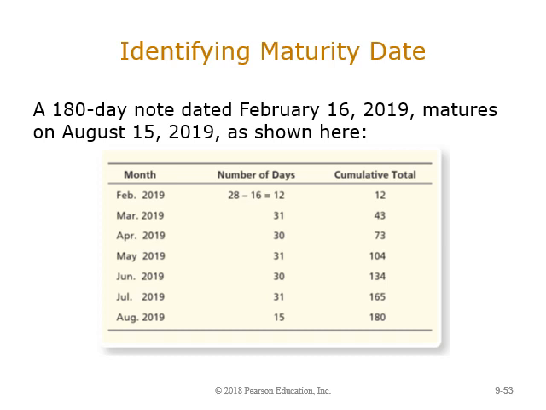Okay, so for this one, a 180-day note dated February 16th, 2019 matures on August 15th, 2019, and it's shown here. So we see this for each month. This one shows the days.